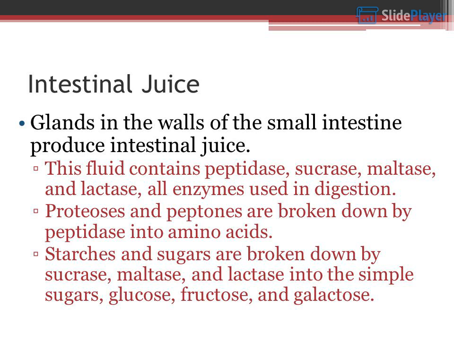Intestinal juice. Glands in the walls of the small intestine produce intestinal juice. This fluid contains peptidase, sucrase, maltase, and lactase, all enzymes used in digestion. Proteases and peptones are broken down by peptidase into amino acids. Starches and sugars are broken down by sucrase, maltase, and lactase into the simple sugars glucose, fructose, and galactose.